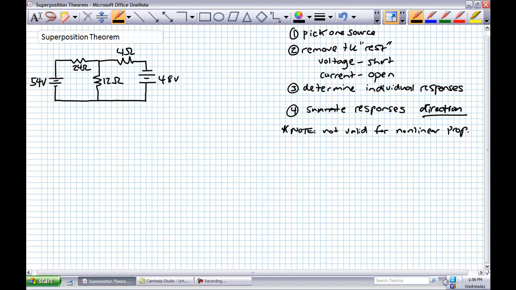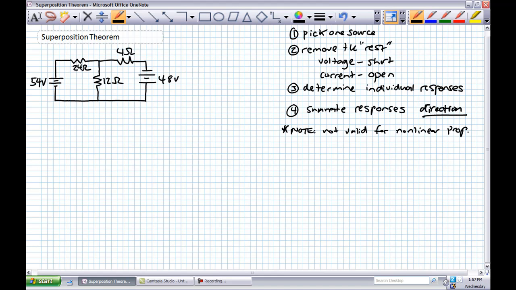This is not valid for nonlinear properties, okay? Current is a linear property. Power is not a linear property. For example, current should go up in a linear fashion. Power goes up in a nonlinear fashion. So you cannot just summate individual powers to get the total power. We'll go into that, and I'll illustrate that with a couple of examples.